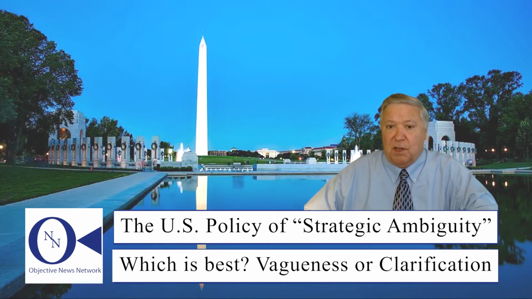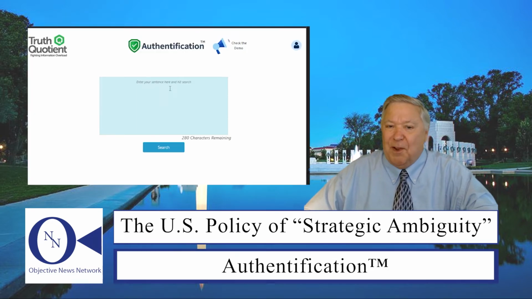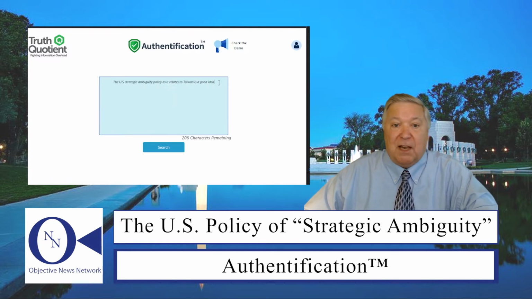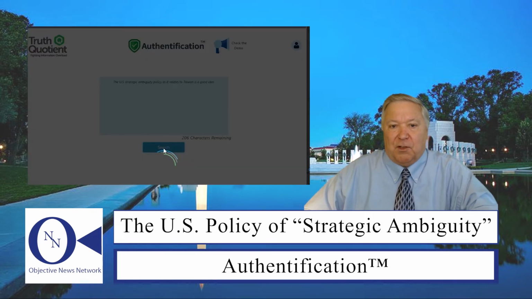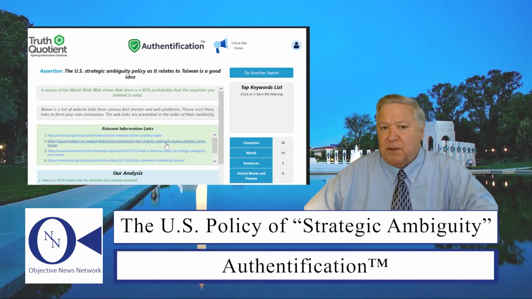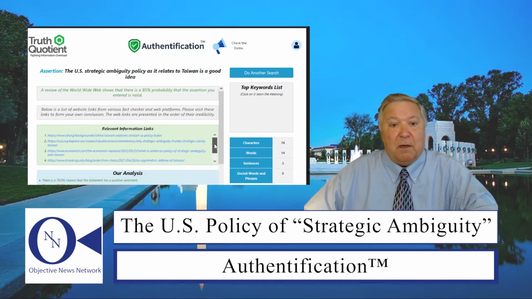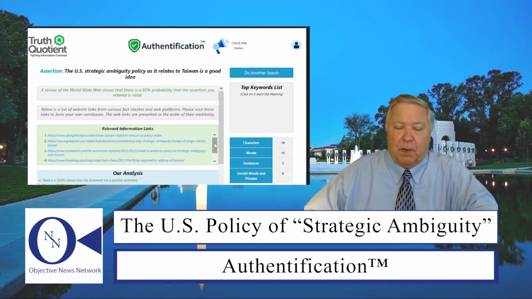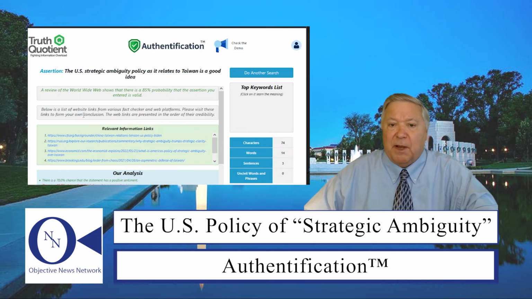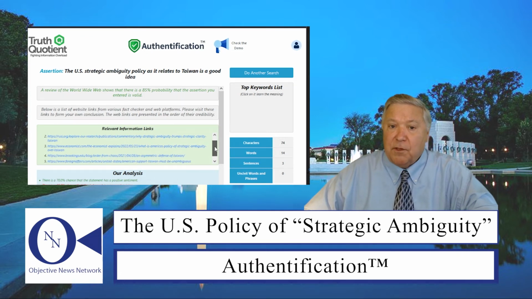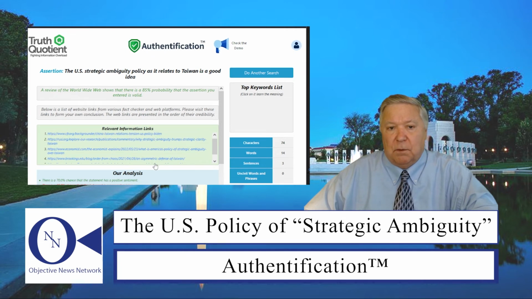From here, using the authentication software, we can simply type in the assertion: the U.S. strategic ambiguity policy as it relates to Taiwan is a good idea. The software immediately uses the power of supercomputing to search the internet to harvest and bring back multiple data sets from their many different sources ranked in order of their credibility. These credible data sets help to put the issue in deeper context by gathering data that looks at all sides of the strategic ambiguity issue.